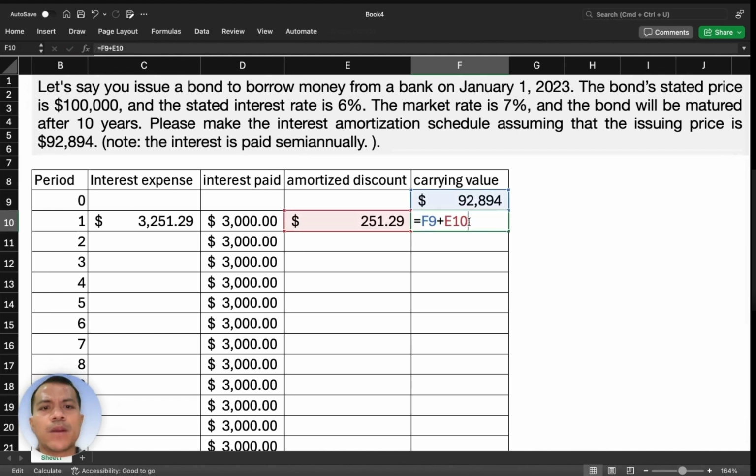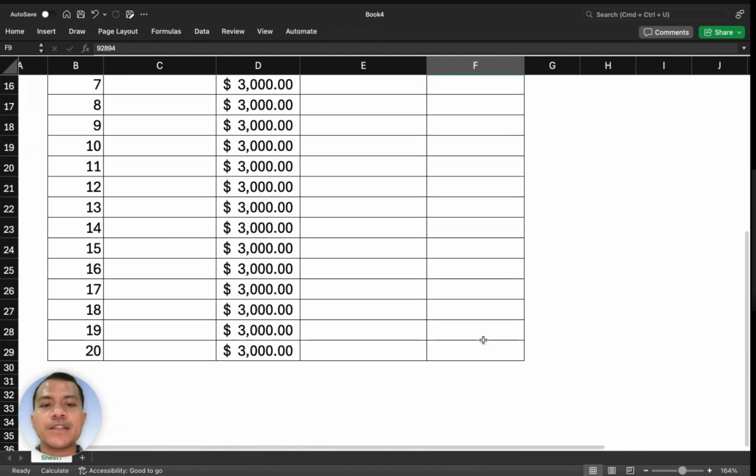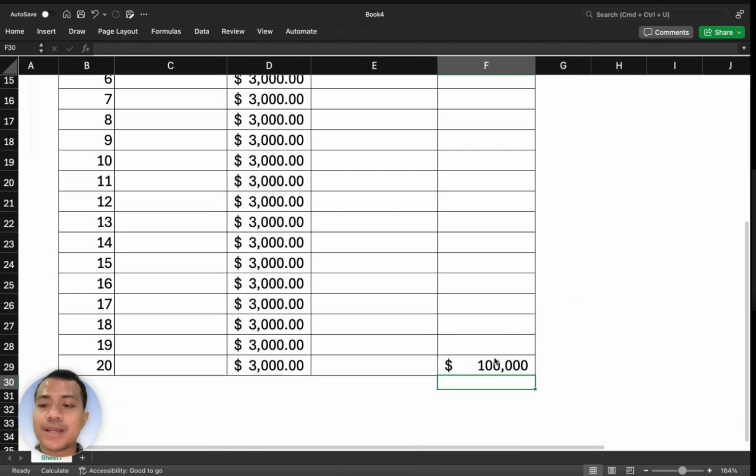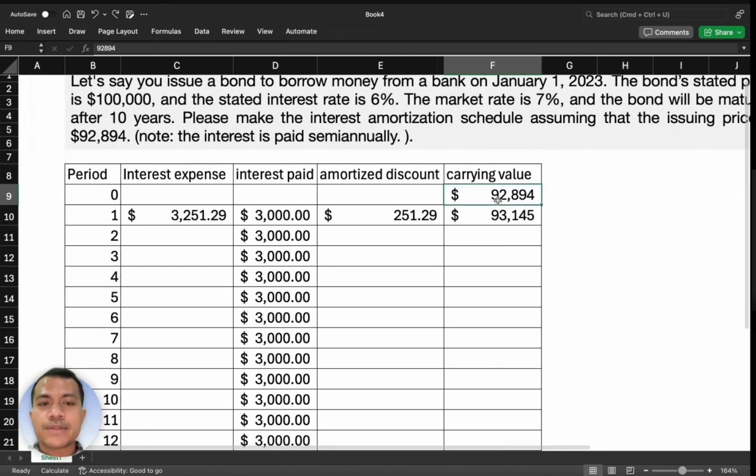The question might be: why do you add these together? Why not subtract? Because the carrying value at the beginning is 92,894, and you want the carrying value to become 100,000 at the end of the term. To make 92 become 100, do you have to deduct or add? Of course, you have to add. So that's why you add 251.29 to 92,894.